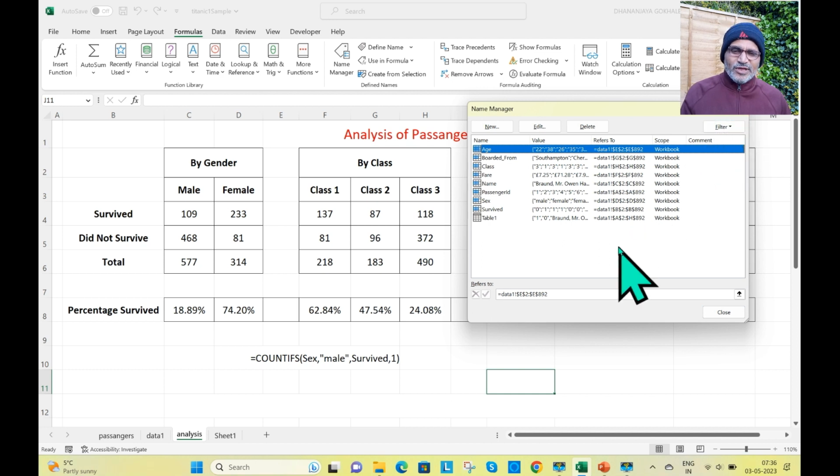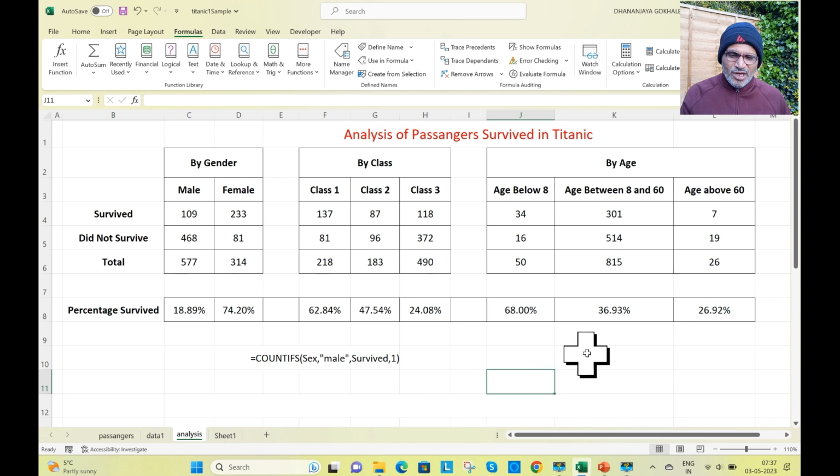How to name them quickly? By using create from selection. I'm not going to cover it now. For those of you who have not watched the naming of cells video, that's one of my earlier videos. Please go and see that video. Okay, here we'll assume that all these column headings have been named. All these columns have been named by the respective column headings. Okay, why? Because it becomes much easier to understand the formula.